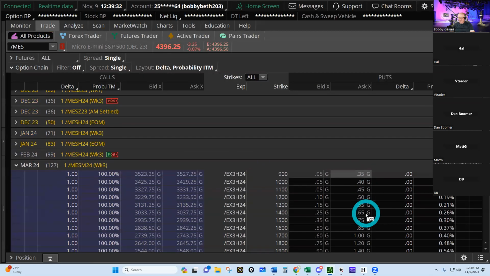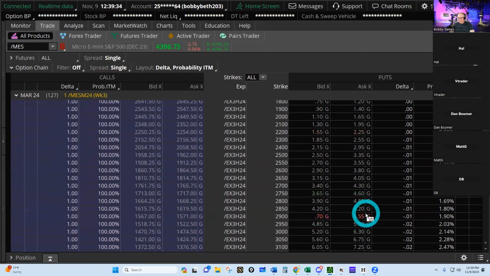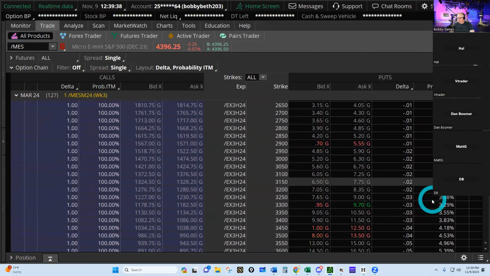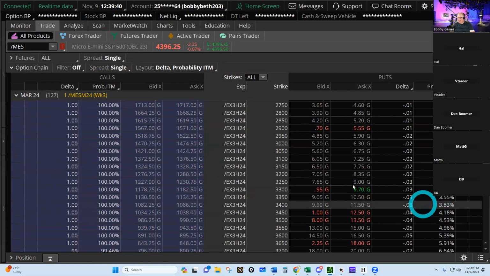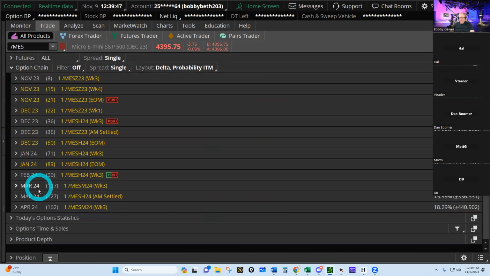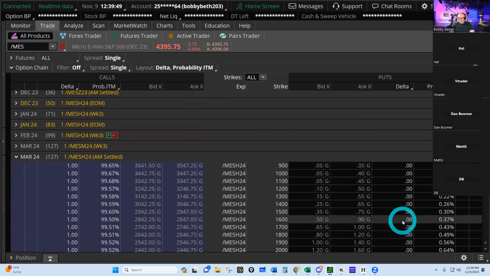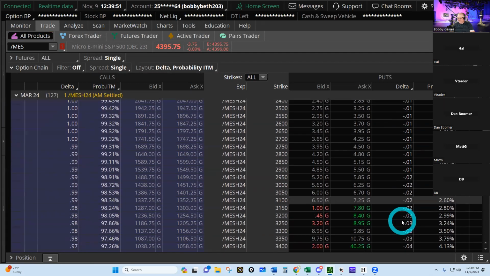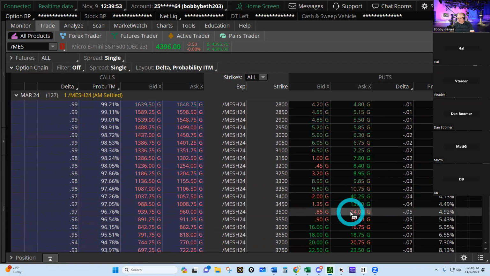127-day there. Make sure that the liquidity looks good. Okay, good. So what do we say? 5 delta? Let's see. I don't know if I like the liquidity on this. 905 to 1050. Let's look at that AM settle and see what that looks like. 127. See if it looks a little better here at the 5% level. I don't know. 85 cents.